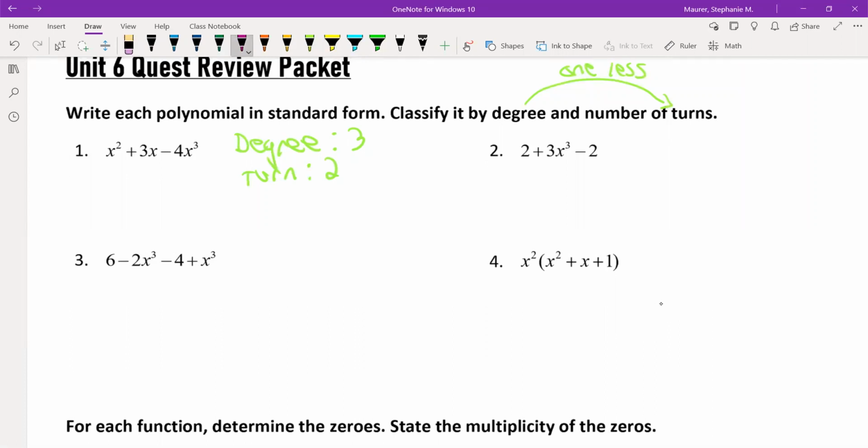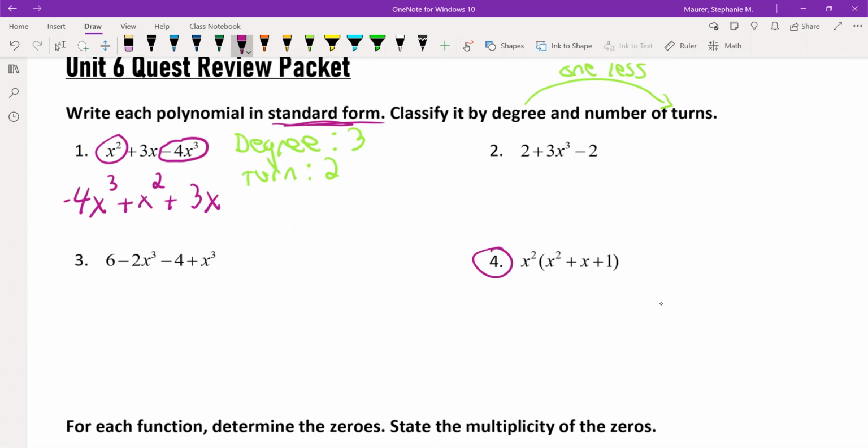But as a reminder, standard form says you need to be putting it in highest exponent to smallest. So my highest exponent would be this negative 4x to the third. My next highest exponent would be this positive x squared. So I write plus x squared because it's positive. And then my last one, a 3x. And that would be considered standard form.